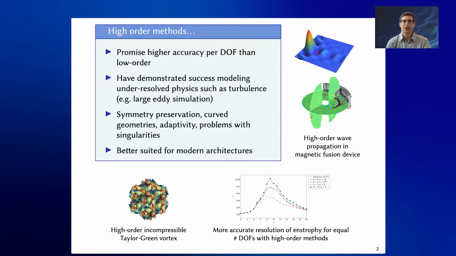Higher order finite elements promise higher accuracy per degree of freedom. This can be seen both in the asymptotic error estimates, but also on real world problems, solving challenging physics, turbulence, and so on. We have good empirical evidence that you get better, more predictive results using higher order methods, better symmetry preservation. You can handle problems with singularities, doing things like HP adaptivity. So there's a lot of benefits.